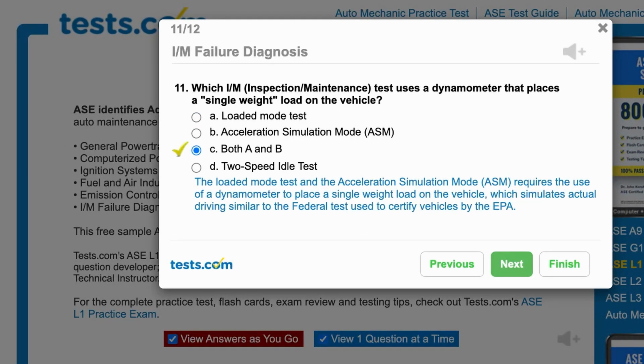C. Both A and B. The loaded mode test and the acceleration simulation mode, or ASM, require the use of a dynamometer to place a single weight load on the vehicle, which simulates actual driving, similar to the federal test used to certify vehicles by the EPA.